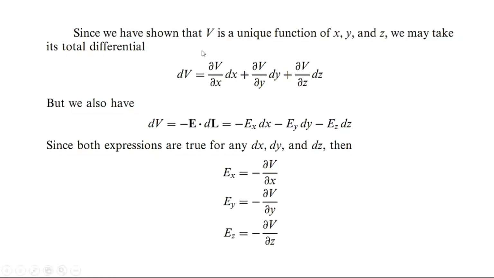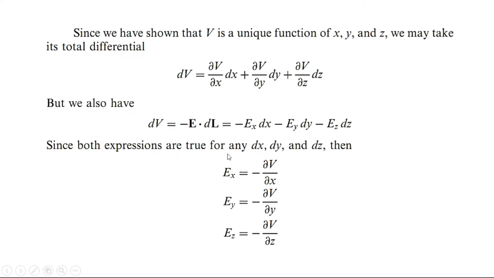Since we have shown that V is a unique function of x, y and z, we may take its total differential: dV is equal to partial V by partial x into dx plus partial V by partial y into dy plus partial V by partial z into dz. But we also have dV is equal to minus E dot dl. So it will be equal to minus Ex dx minus Ey dy minus Ez dz, if we compare these two relations.